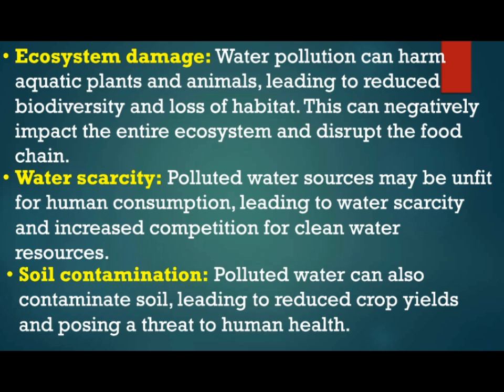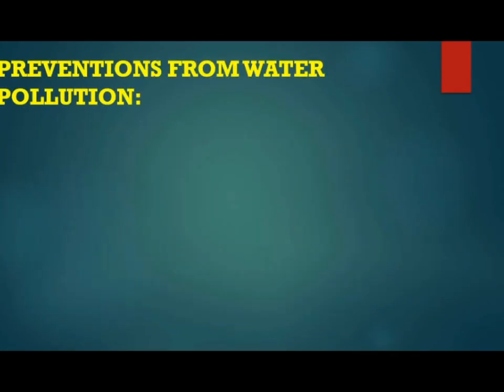Next is soil contamination. How can polluted water cause the contamination of soil? Polluted water can also contaminate soil, leading to reduced crop yield, posing a threat to human health. If we see the effects, then all of the effects are about human health and aquatic life.